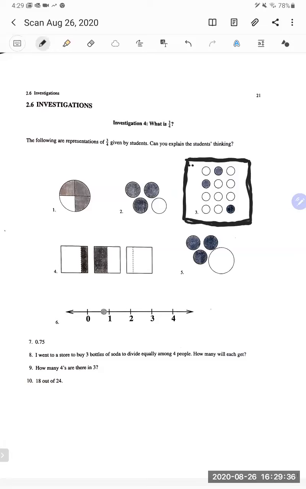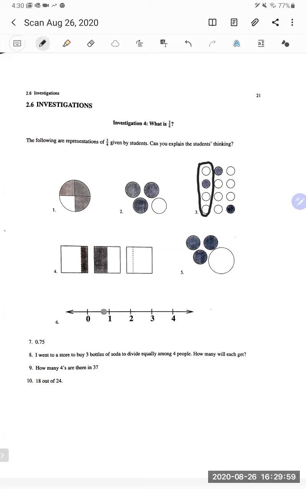Okay, so I want to discuss some of the ways that you could see 3/4 in number 3 here with you. So one way that you could see 3/4 is if you go column by column. If you think about this column right here, it's a set model.